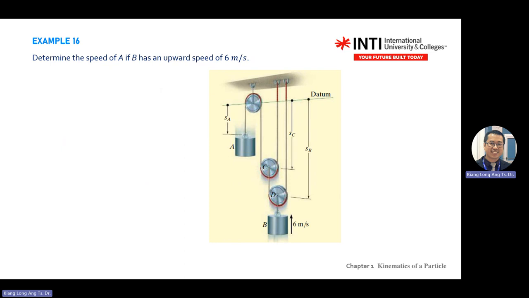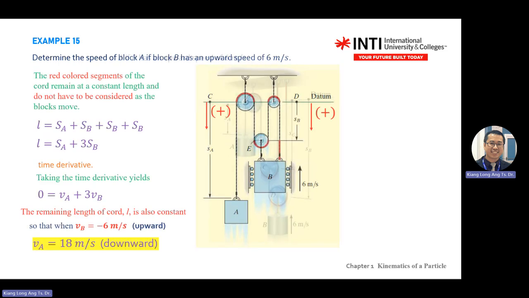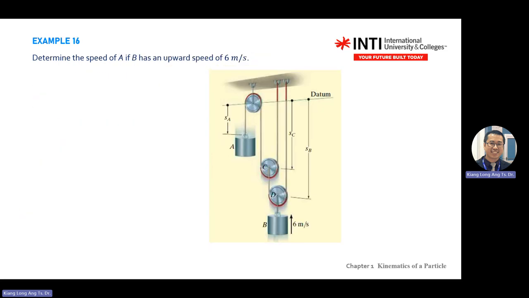So example 16, let's try to solve example 16. Last time we stopped at 15, right? So for 16, we'll try to solve this one using the standard operating procedure. Determine the speed of A if B has an upward speed of 6 m/s. At the moment, just ignore the numbers, the values. Try to develop the equation first. Try to arrive at VA equal to what VB.